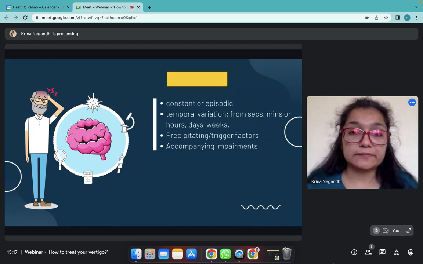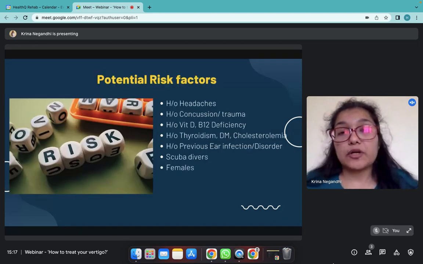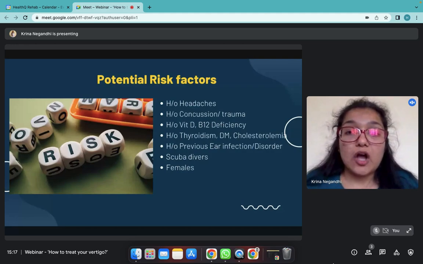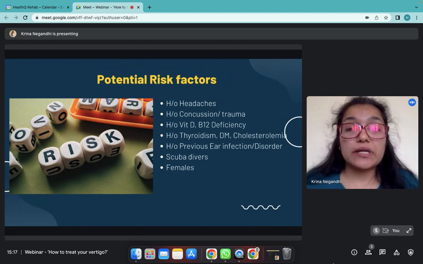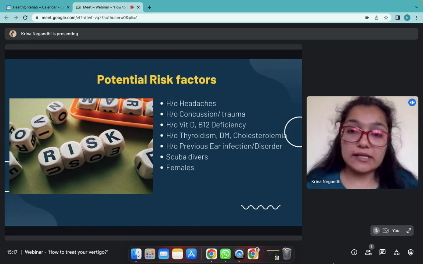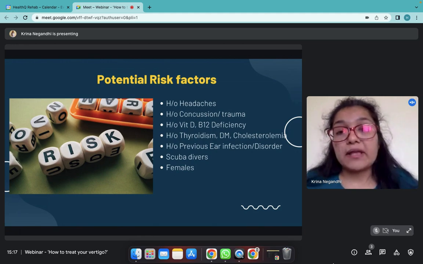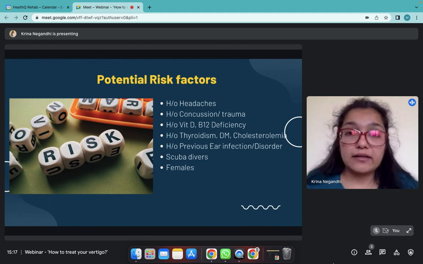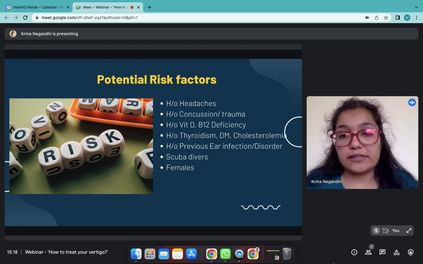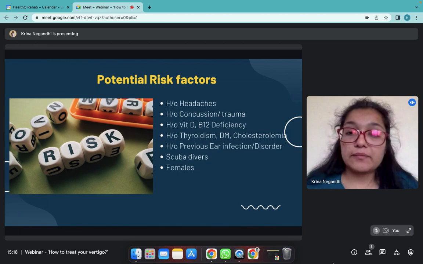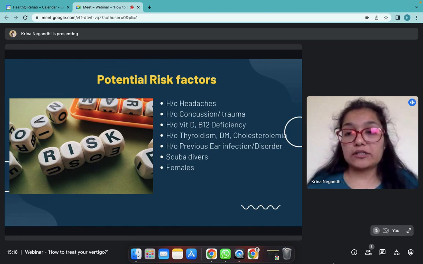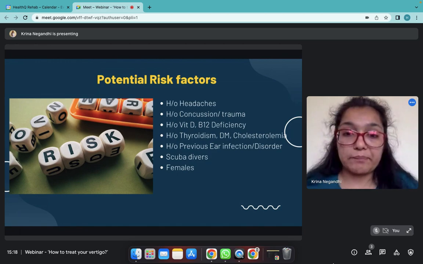Now, the potential risk factors. A history of headache is common with vestibular migraine. A history of concussion and trauma can increase the chances of vestibular dizziness. A history of low bone density and vitamin B12 deficiency can lead to labyrinthitis as well as neuritis. A history of thyroid disorders, diabetes mellitus, and high cholesterol alters the metabolic system.